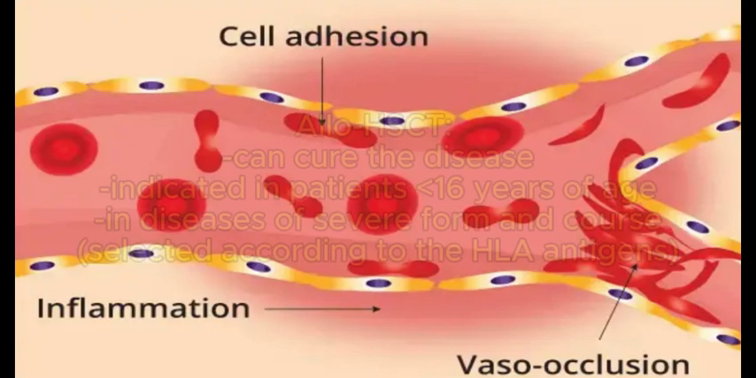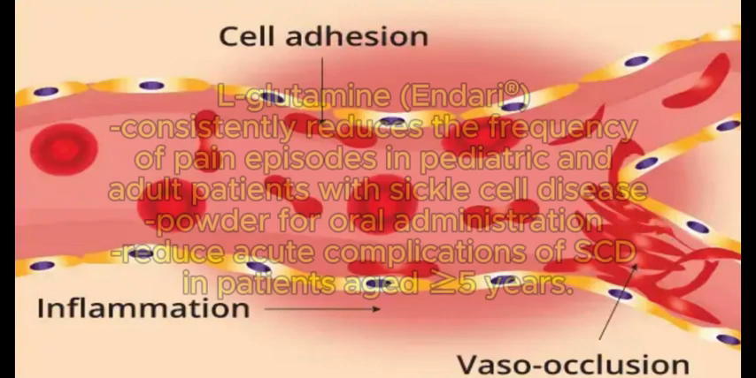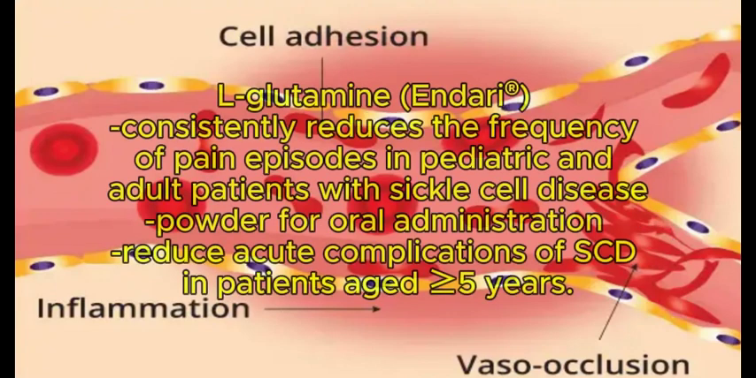Allogeneic stem cell transplantation. It can cure the disease, indicated in patients younger than 16 years of age, in diseases of severe form and course, which are selected according to the HLA antigen of the family donor. L-glutamine consistently reduces the frequency of pain episodes in pediatric and adult patients with sickle cell disease, regardless of their history of sickle cell crisis.